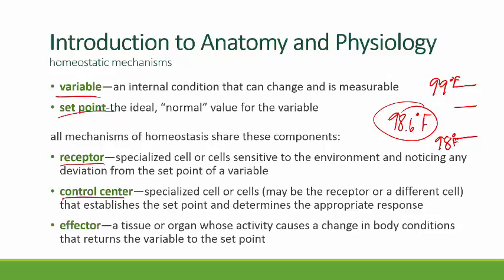There is a control center. This is a specialized cell or a group of cells. It may be the receptor itself, or it could be a different cell that establishes what the set point is, and it determines the appropriate response when the body or the cell moves outside of homeostasis. And then finally, there is an effector. This is the tissue or organ that is responding, that brings the body back into homeostasis, that brings that variable back within the tolerances around that set point. And so it's the effector that causes the effect, hence the name effector.